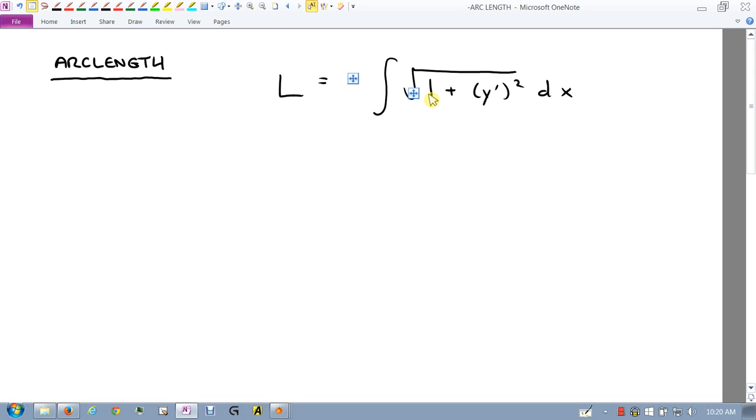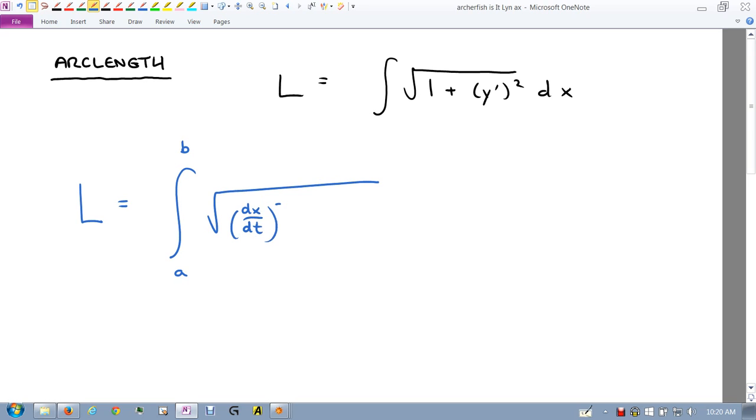Well, this time, dx/dx can't be used because our variable is t. So this dx/dx is actually dx/dt, squared. And this one right here is not dy/dx, it's actually dy/dt squared. So all that changes in the formula for arc length is this. Integral from a to b, square root of dx/dt squared plus dy/dt squared, dt.